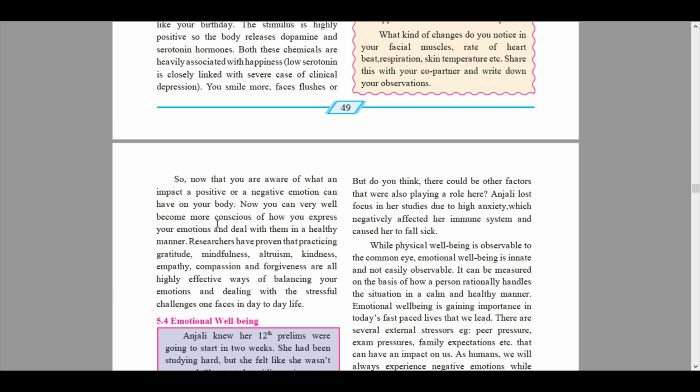So, this is an aspect that people need to take care of, or they'll fall sick every other day. It can be measured on the basis of how a person rationally handles the situation in a calm and healthy manner. Emotional well-being is gaining importance in today's fast-paced lives that we lead. There are several external stressors, for example peer pressure, exam pressures, family expectations, etc., that can have an impact on us.